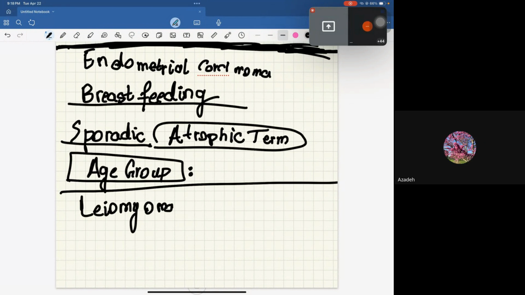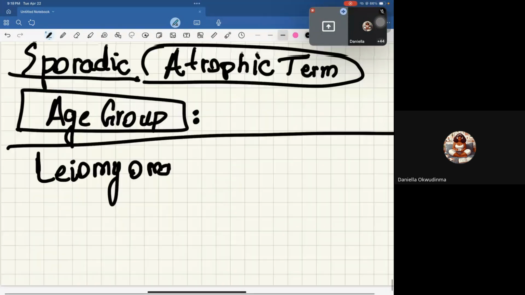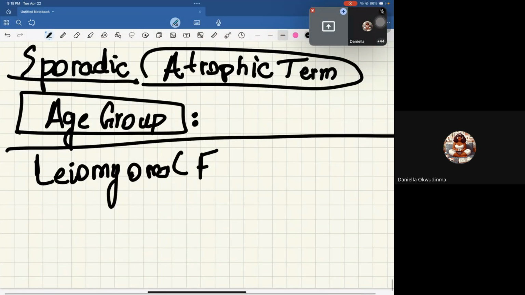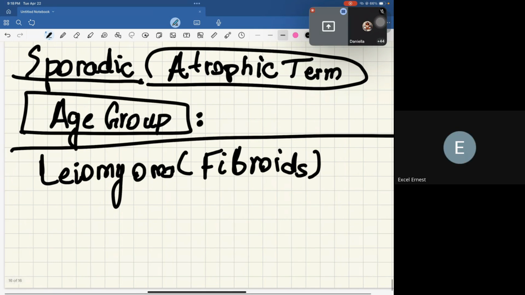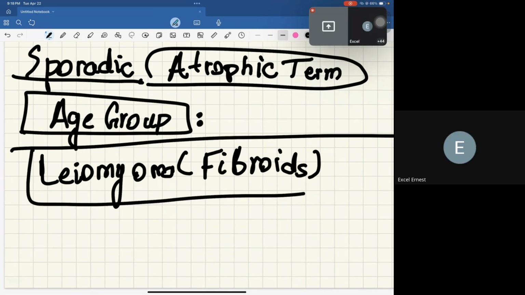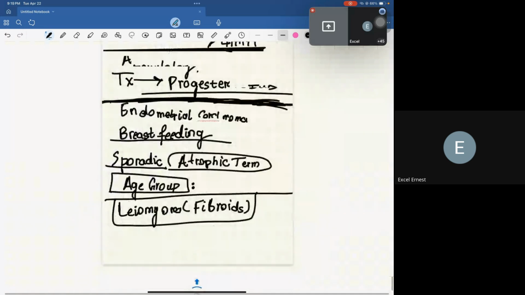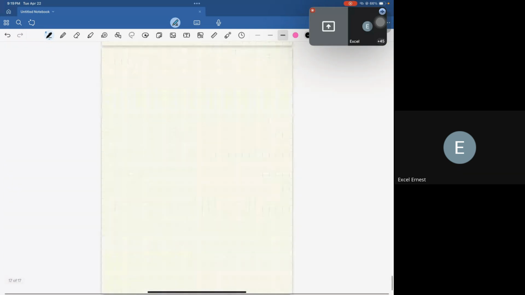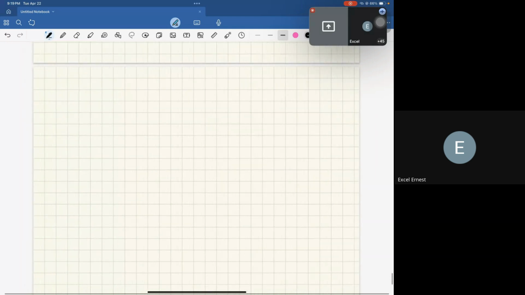Yes. Okay. So now let us move on to leiomyoma. Leiomyomas are basically fibroids. These are the benign tumors occurring from the myometrium. What's the age group for endometrial carcinoma? You wanted to say it before, but you skipped it.